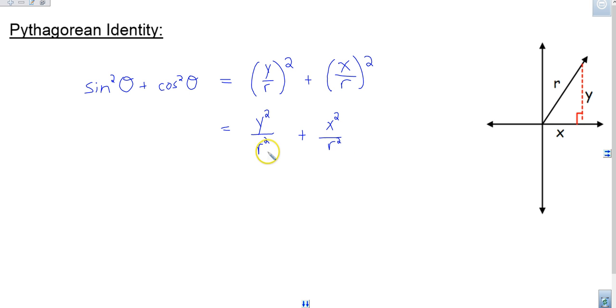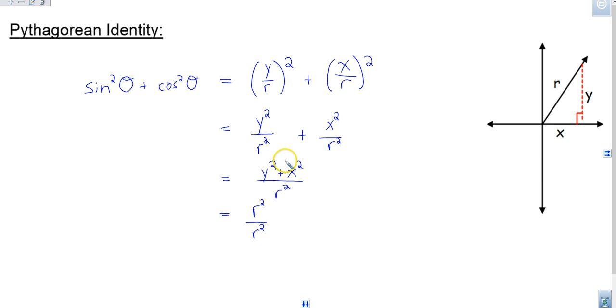Now we have to add these two fractions, and as we know, we have to have the same denominator. The denominator is already r squared, so the numerator, I can add y squared plus x squared over r squared. Now looking at the triangle, it is a right triangle, and as we know with a right triangle, x squared plus y squared will be equal to r squared. So instead of y squared plus x squared, I can put r squared over r squared.